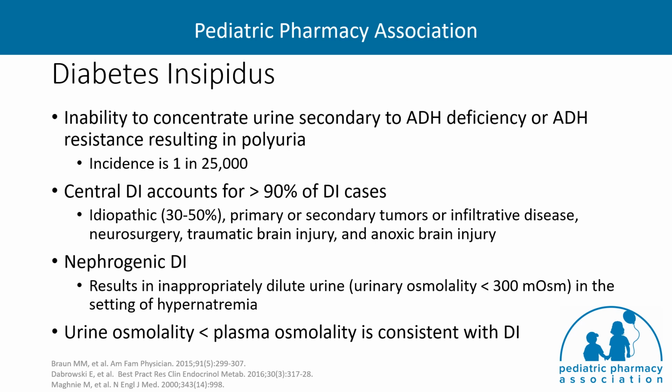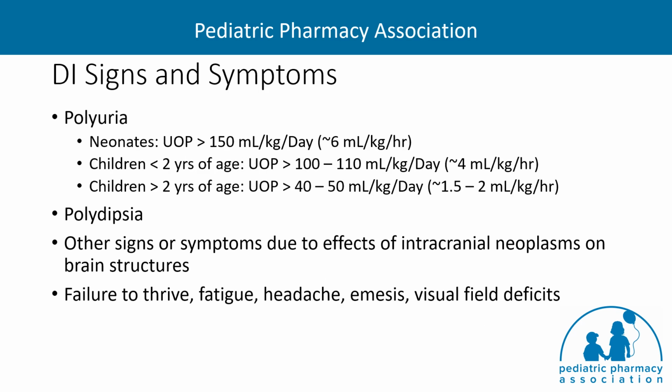Nephrogenic DI is where there's no impairment in the synthesis or release of ADH from the pituitary. However, the kidney is unable to respond to the ADH and remove water from the urine, which results in an inappropriately dilute urine and hypernatremia. Certain genetic predispositions, electrolyte disturbances, and some medications may lead to nephrogenic DI. Urine osmolality less than plasma osmolality is consistent with diabetes insipidus. The most common signs and symptoms of diabetes insipidus are polyuria and polydipsia. As you can see, polyuria is going to be defined based on that patient's age.